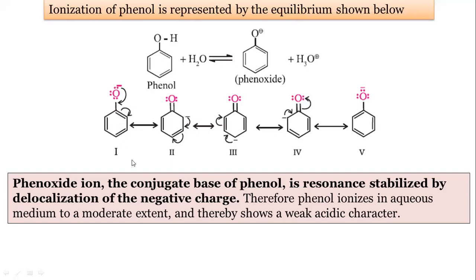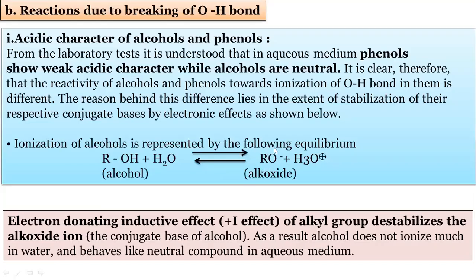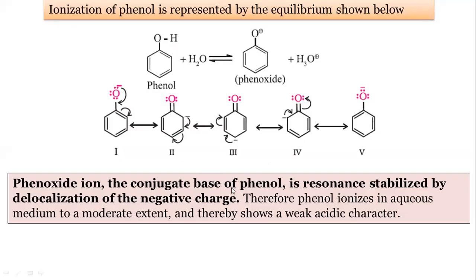You can see the structures 1, 2, 3, 4, 5. In all five structures, this phenoxide, the conjugate base of phenol, is stabilized due to resonance. But in case of this alkoxide, the conjugate base of alcohol, it is not stabilized because there is no benzene ring attached here. The R group is there, so it is destabilized. Electron donating effect destabilizes and electron withdrawing effect stabilizes. In case of the phenoxide ion, the conjugate base of phenol is stabilized due to resonance.